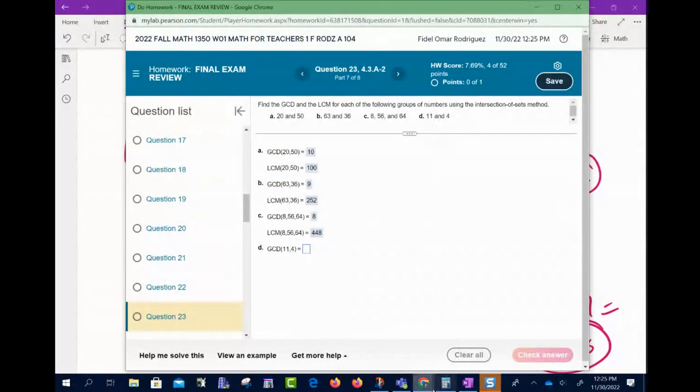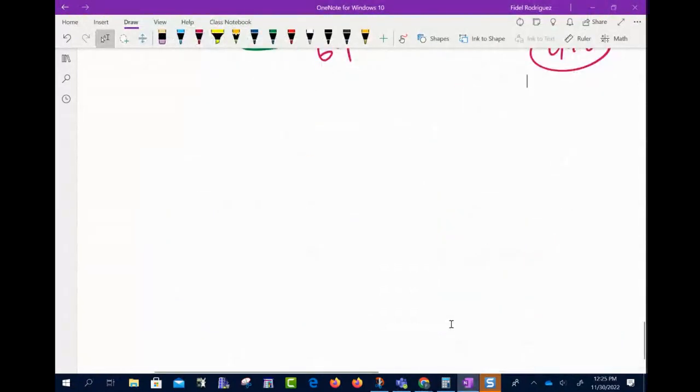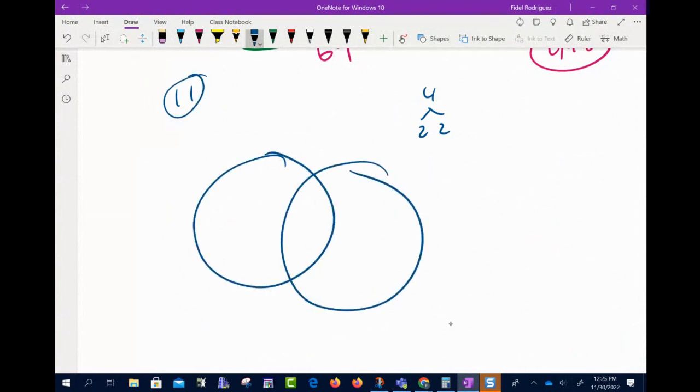And we got one last one, 11 and 4. So again, I'll do this the same way. We got 11 and we got 4. Now, 4 I can break down into 2 and 2. 11 is already a prime number, y'all. So look, when I draw my 2 circles with an 11 and a 4, the only number that they both have in common is actually a 1. So my 11 will go over here, and the 2 2s will go over here.